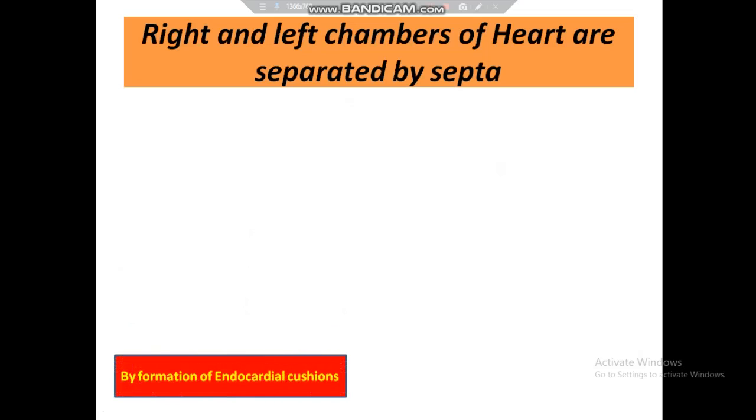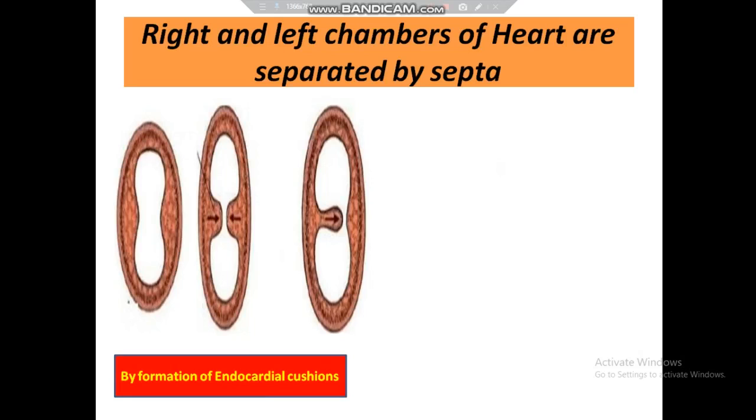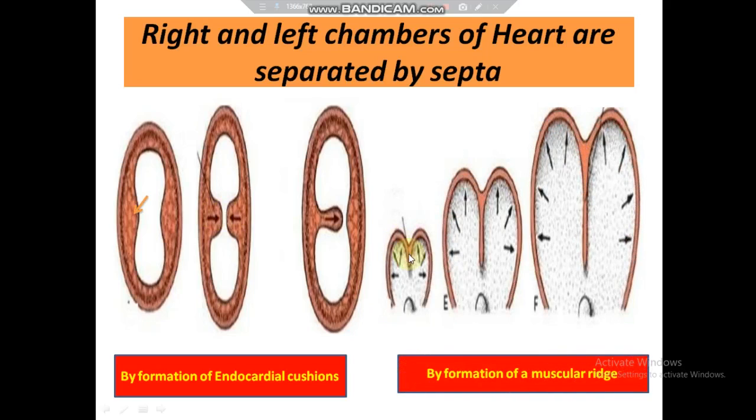Now, the right and left chambers of the heart are separated by septa. This septal formation occurs in two ways: by formation of the endocardial cushions. Endocardial cushions are responsible for formation of different septa, for example the septum intermedium, the septum secundum or interatrial septum, and the spiral septum. On the other hand, there is another method of septum formation, that is formation of a muscular ridge. This is the muscular ridge, and we have discussed how this muscular ridge is formed.